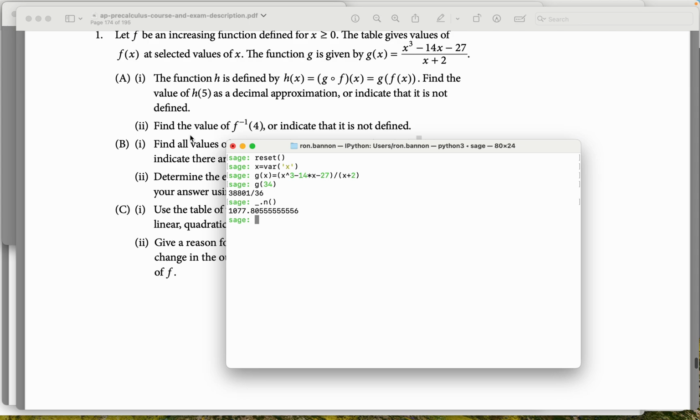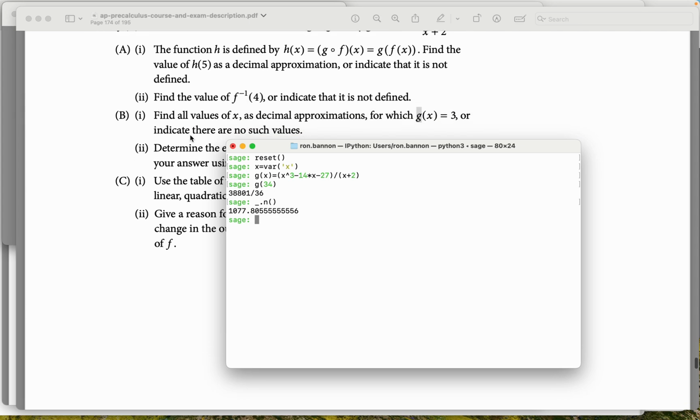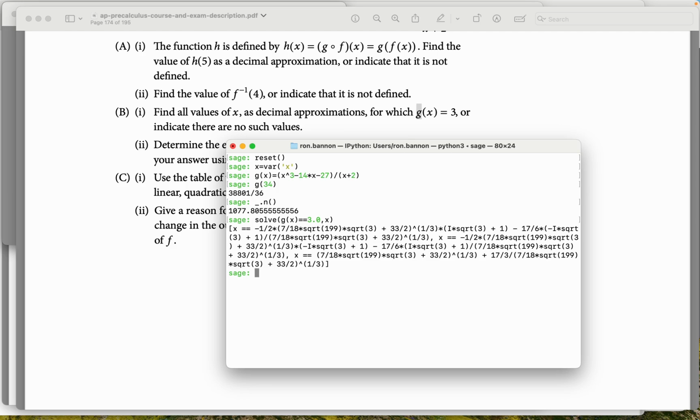Now the next one, that was pretty easy to do. We already did it at the whiteboard. Letter B, let's put this one down, solve. And it's going to look a little strange to you when I do this over here. You're going to be shocked what happens. Solve g of x equals 3 for x, and then I get this thing over here. It's kind of hard to read, by the way.